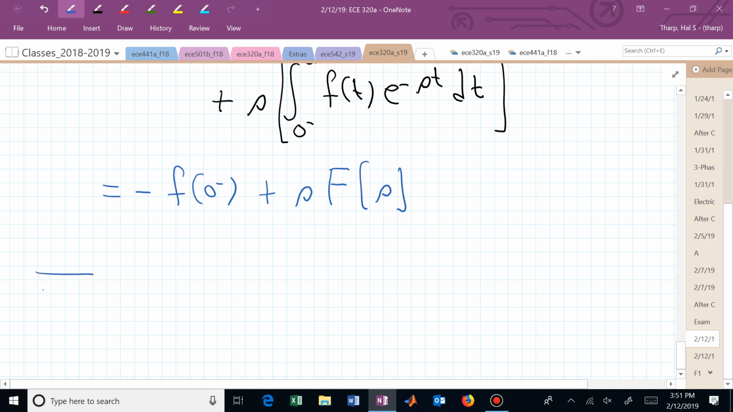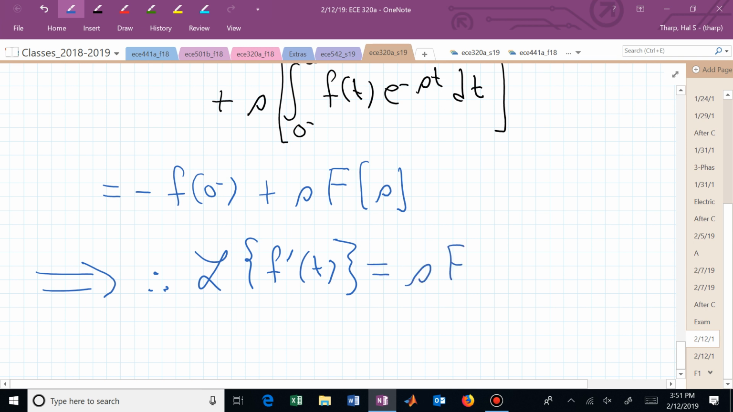Now if somebody needs you to Laplace transform the derivative of a waveform, then if you know the Laplace transform of the original waveform, you now know how to compute the Laplace transform of that derivative.